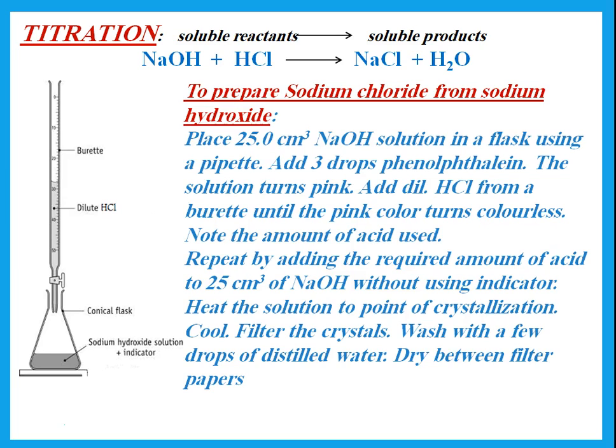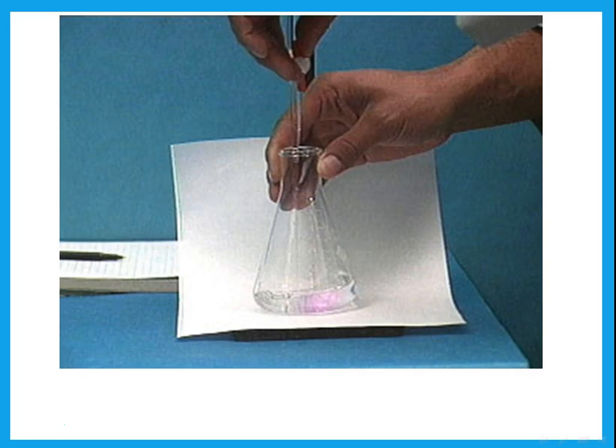I heat the solution to point of crystallization, cool, this will form crystals. Then I need to filter the crystals from the solution, wash the crystals with a few drops of distilled water, and dry between filter papers. Remember that in any of our experiments, when we want to dry the crystals, we dry them between filter papers. We do not put them, for example, in an oven or things like that, to avoid breaking up of the crystals. Okay? So this is how we do the titration.